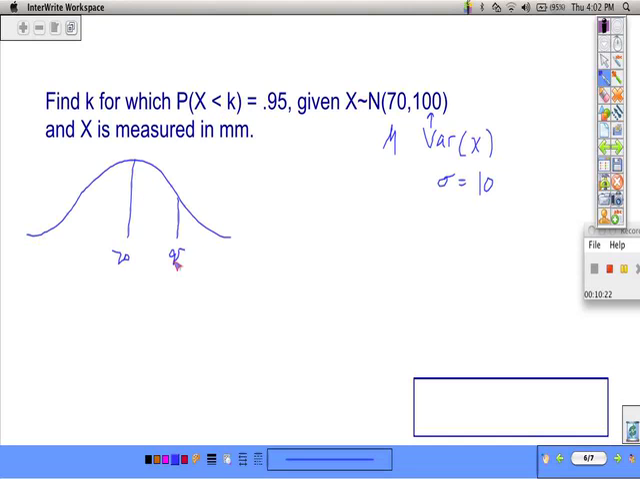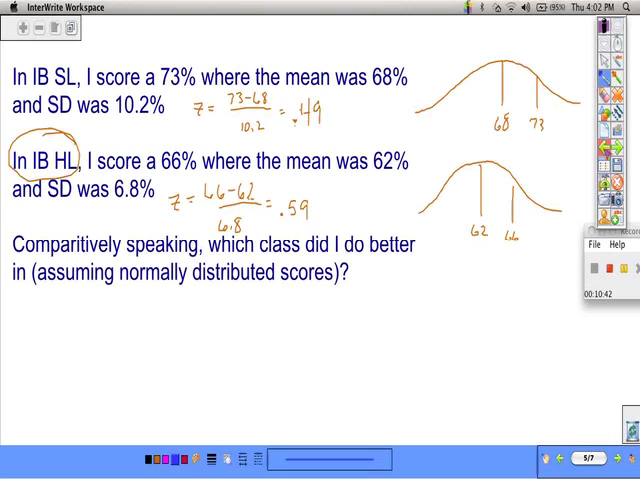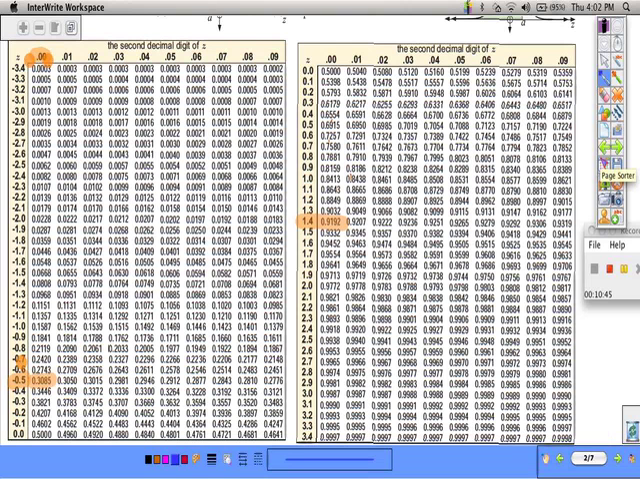That means that, well, to the mean, the area is 50%. That means in here has to be 45%. And what I need to figure out is what z-score gives me that. And so I'm going to come back to my table, and I'm going to find what area gives me that 95%. I'm going to find the area that's closest in the body of this table. So I'm looking for 95%.